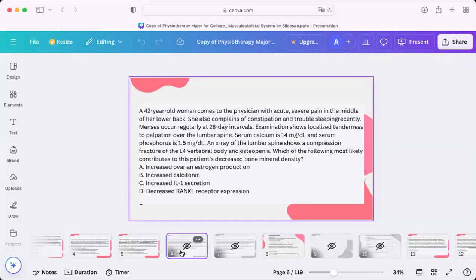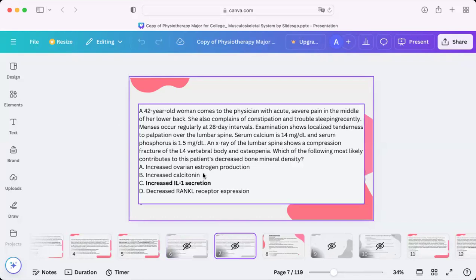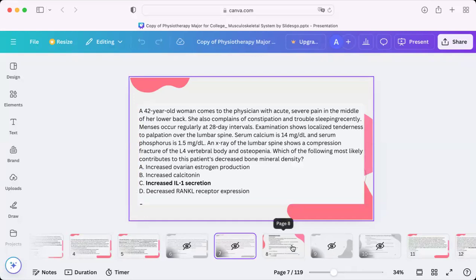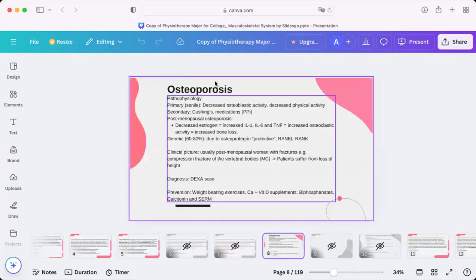Good job, good job. Nasser, I'm liking your answer. So you guys are correct. The answer is interleukin-1, okay? And as Nasser said, with increased calcitonin and decreased RANKL, we're going to see decreased osteoclastic activity. And we know that osteoporosis is going to be caused by a decrease in ovarian estrogen production, and we don't have that in our patient. She's even premenopausal.